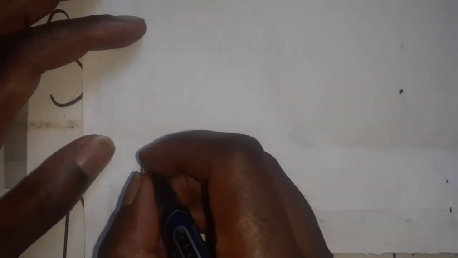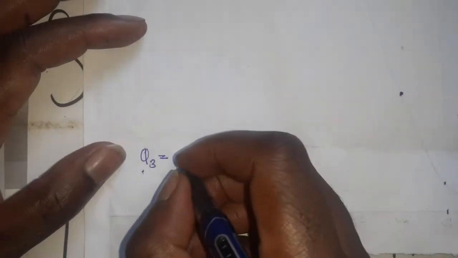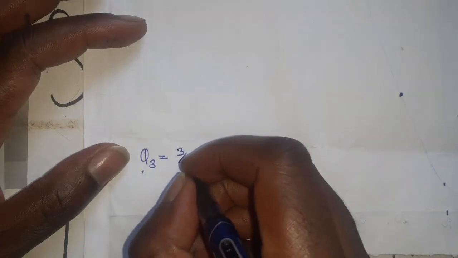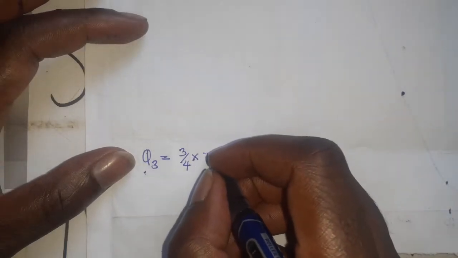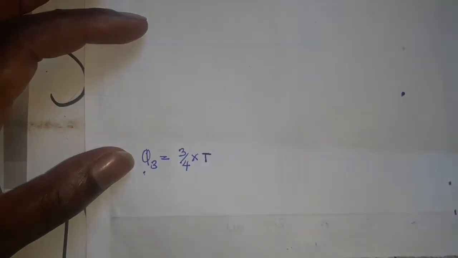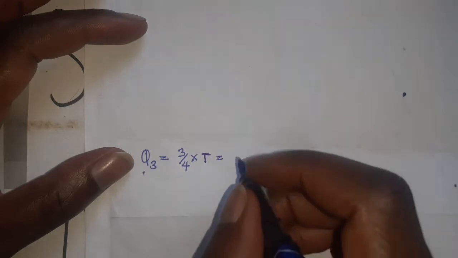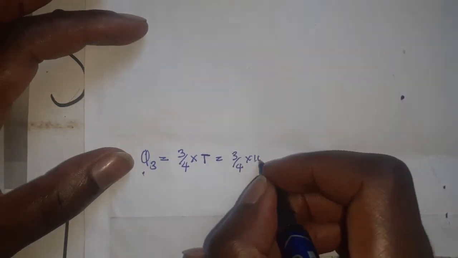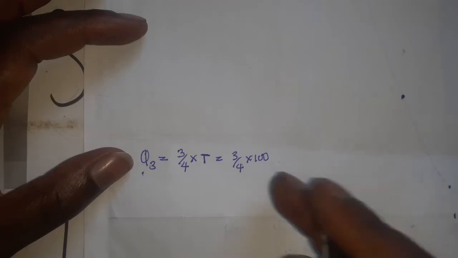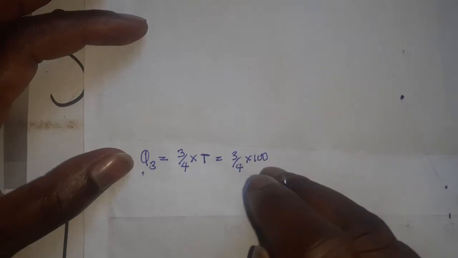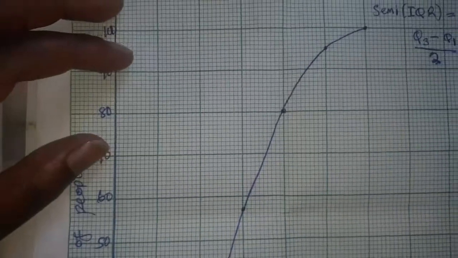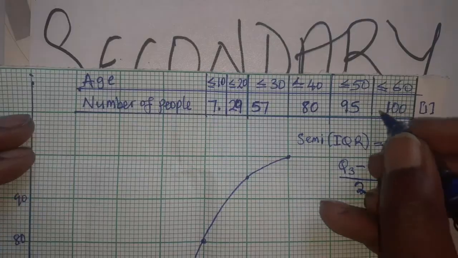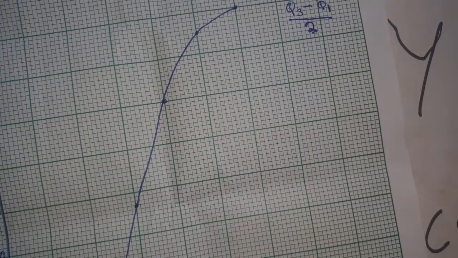For the upper limit, we use 3/4 of our total cumulative frequency. Our total cumulative frequency, which is what? I'll take you back to that. It is 100. When we added the cumulative part, it went up to the total. Get what is on the table here. This part here is what you are going to get.